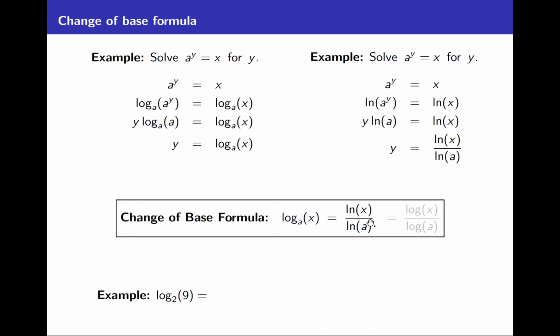Well, we can use the change of base formula to calculate log base 2 of 9. Just plug in 9 for x and 2 for a. So log base 2 of 9 is ln of 9 over ln of 2. And if you take out your calculator and work that out, it's approximately 3.169925001. So as we expected, just a shade over 3.